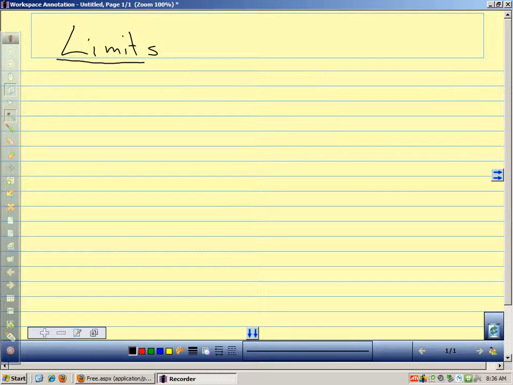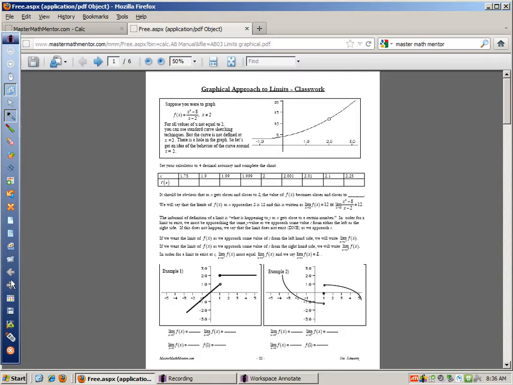So what I'm going to do is the packet that I gave you. This is going to be essentially your notes for limits. It does a pretty good job of explaining, and it lays it out really nicely. So that's what we're going to use. So let me grab this first part.